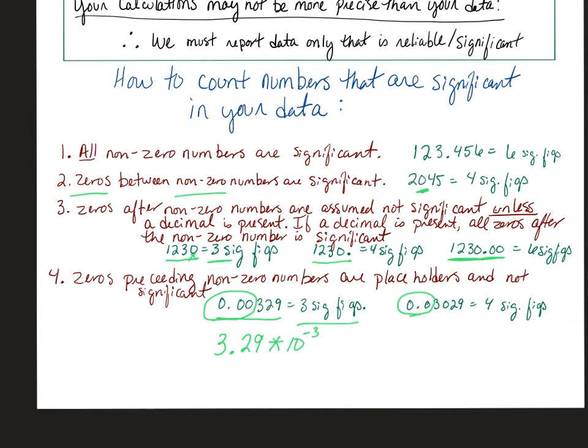Because they're not significant. That is one way to sort of also tell if you have a significant number or you don't have a significant number. If it's not going to be involved in the scientific notation, then it's not significant. Okay?